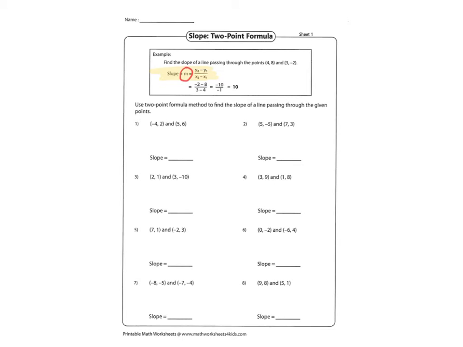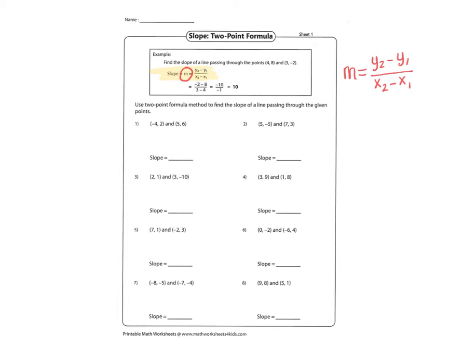Now, over here on the formula is m equals y sub 2 minus y sub 1. Those are subscripts. Those are not exponents. They're down below. They're subscripts. They're just labels. And then on the bottom, x sub 2 minus x sub 1. I don't want you to worry a whole lot about those little 2's and 1's. All that means is the second y and the first y, the second x and the first x.